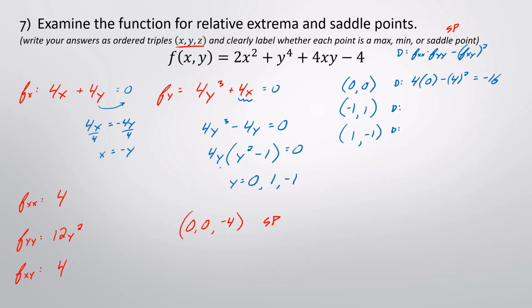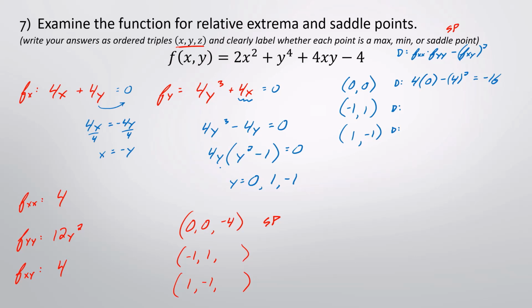Because that came back negative, that's the reason I'm able to make that conclusion. So the next one is going to be something about -1, 1, whatever its z value will be, and then the next one, +1, -1, whatever its z value would be. We can go ahead and just evaluate each of those, maybe with a little mental math, just plugging into the original function.